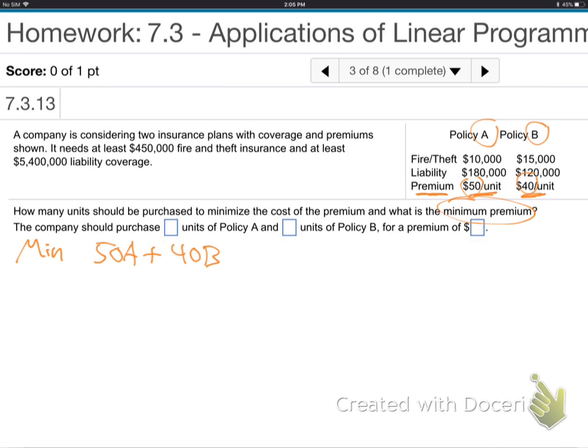That means however many units of policy A, they're $50 a unit. This is an insurance policy. Policy A, you can buy several units of it. Every unit of policy A covers you for fire and theft at $10,000, liability for $180,000, and costs $50. See what that's saying? Every unit of policy B, you can buy in increments, units, right? Every unit of policy B covers you for $15,000 fire and theft, $120,000 liability, and is $40 per unit. So, minimize the premium.